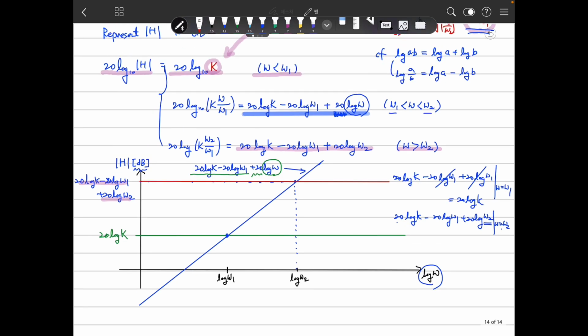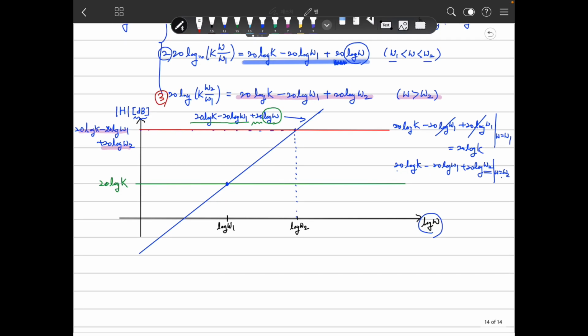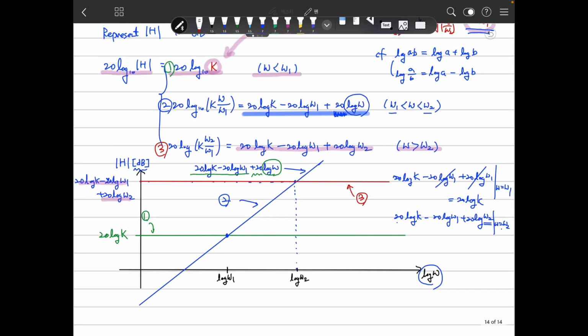This is line number 1, this is line number 2, and this is line number 3. Line number 1 is valid where omega is smaller than omega 1, so line 1 is valid here.